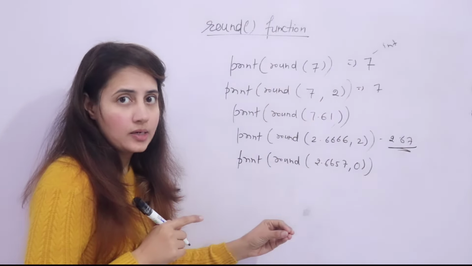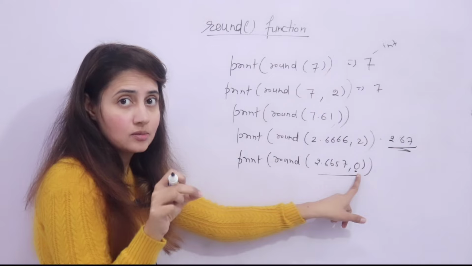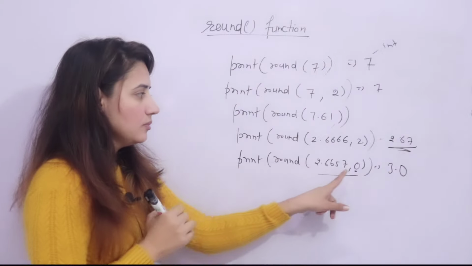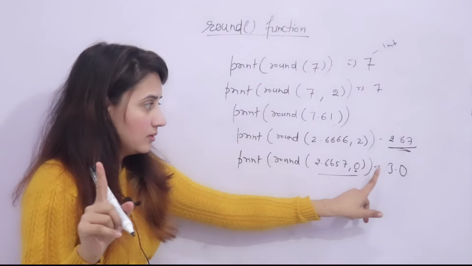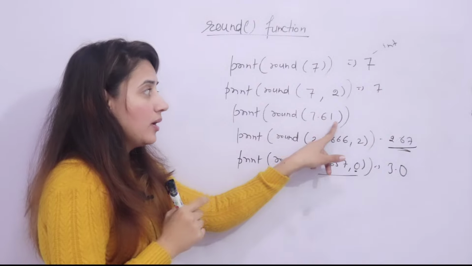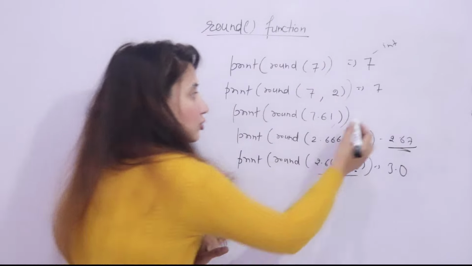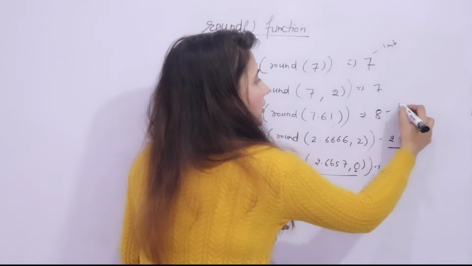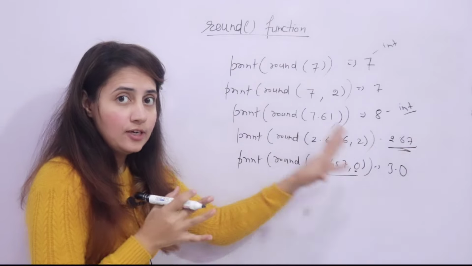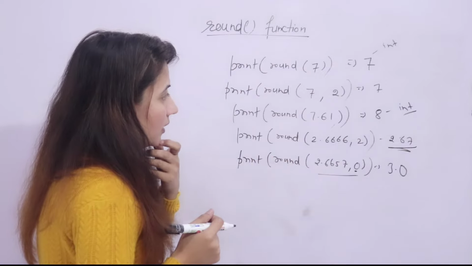It will depend on how you are using it, right? In this case we are giving 0, but we are providing n digits. Although it's 0, we are providing it, so it will return 3.0. Still it is a float, not int. If you don't provide it, in that case it would be int. In this case it is 7.61, but we are not providing the number of digits. The second argument is nothing, right? So in this case it will return 8. Now the data type of this would be integer. So I hope you got when it will return an int value and when it will return a float value, right?